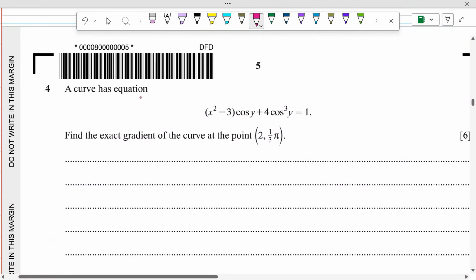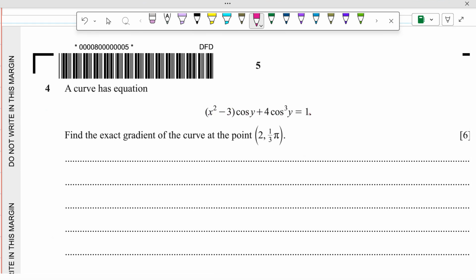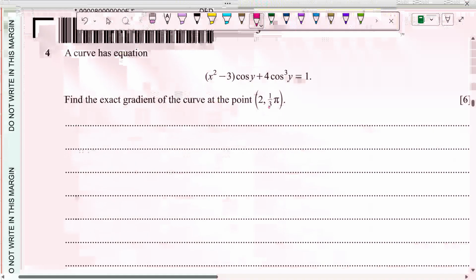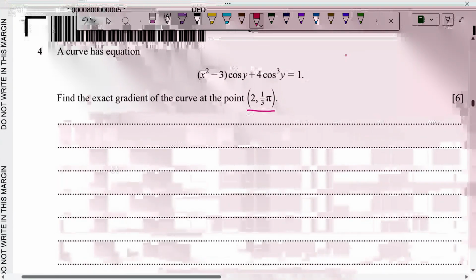Question number 4. The curve has the equation x² − 3 cos y + cos³ y = 1. Find the exact gradient of the curve at the point (2, π/3). To find the gradient of the curve at a given point, we need dy/dx.